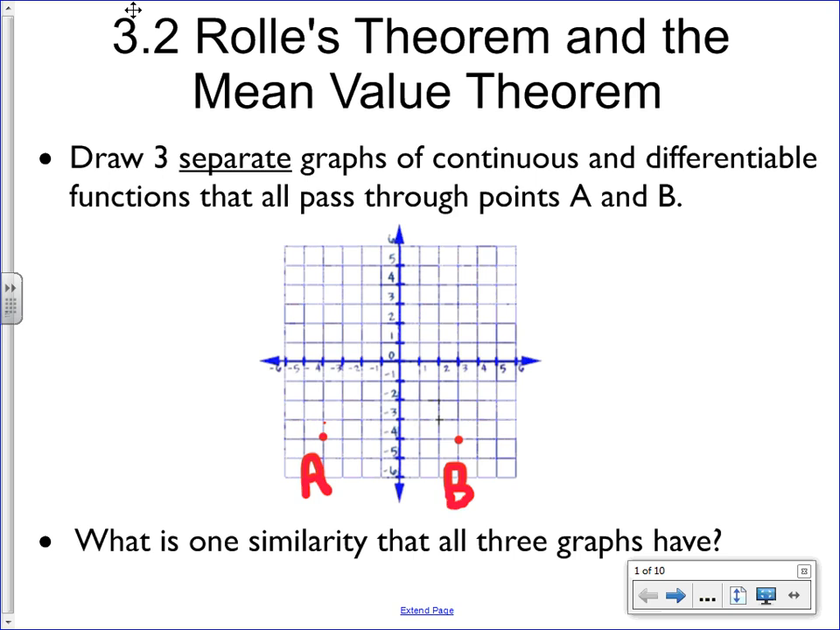Okay. Between A and B, you either connected the 2 dots with a straight line, or you went up and then back down, or down and back up. In any instant, in either of those 3 cases, either you had this, or you had this, or you had this. There's a similarity with all 3 curves. I'll give you a hint. It has to do with a derivative.